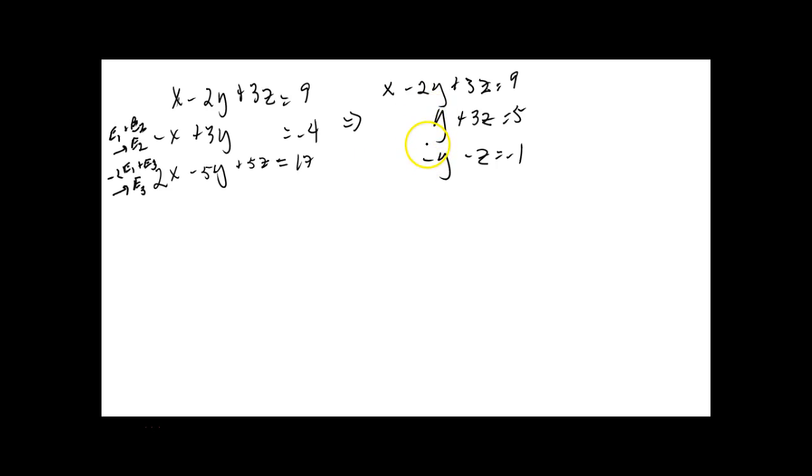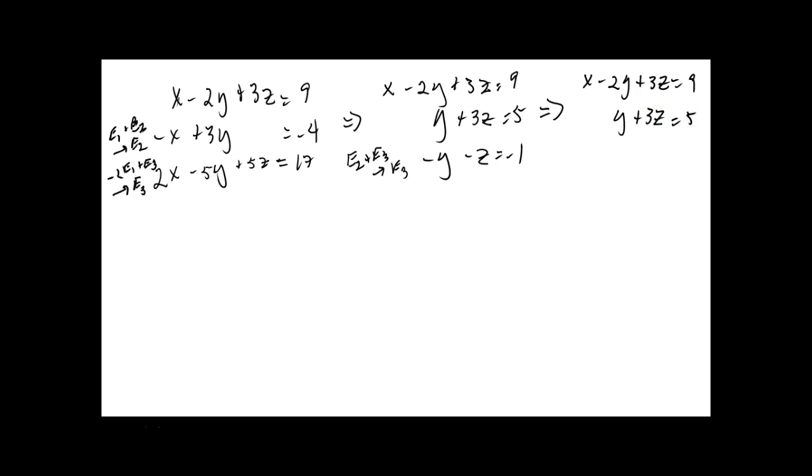How about just adding? Yeah, just add. So E2 plus E3 becomes the new E3. That'll be an equivalent equation. So this becomes, you aren't using the first term, so just write it down. X minus 2Y plus 3Z is equal to 9. And you're using the second equation but not changing it, so that stays the same. Y plus 3z is equal to 5.